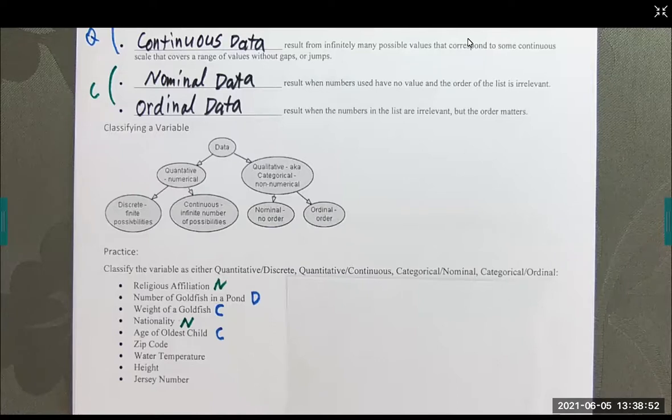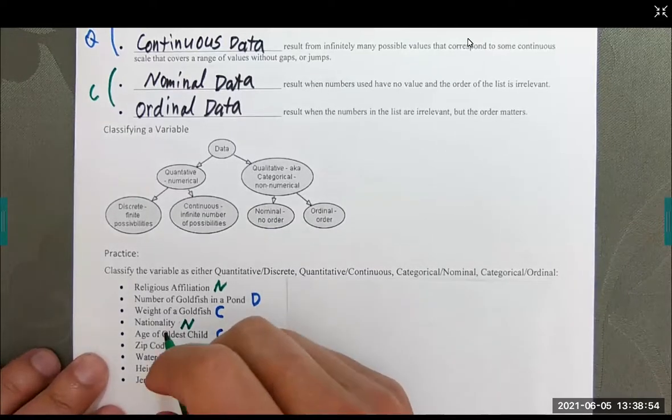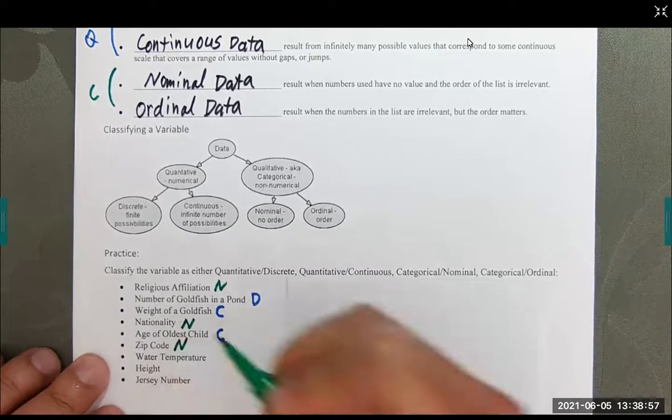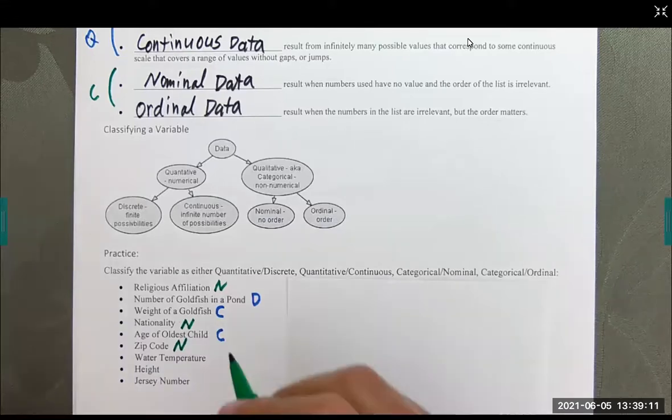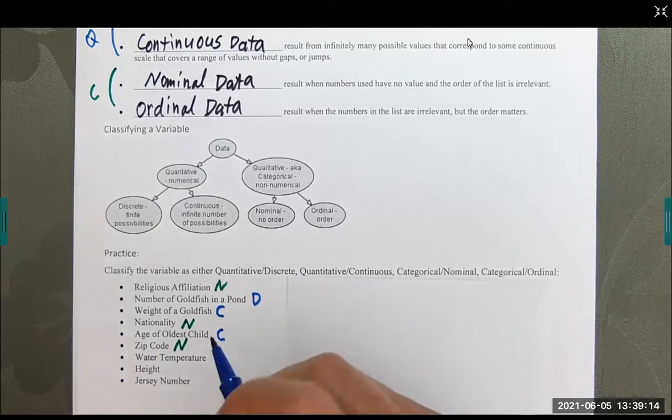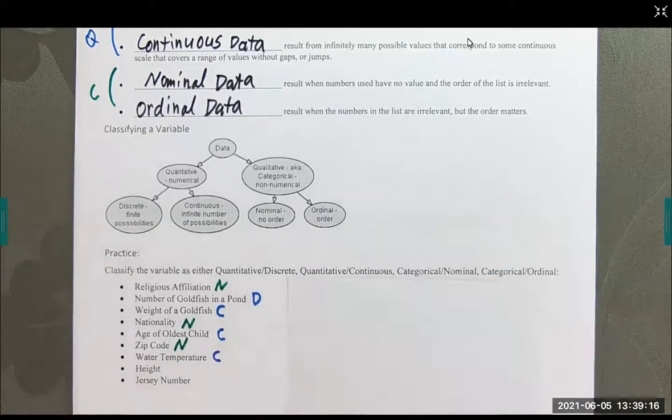Now, zip code is an interesting one because that involves numbers, but the numbers don't have significance. So this is actually a nominal category. One zip code isn't somehow better because it has a higher number or something like that. So even though numbers are involved, this is still nominal. The order is irrelevant. Water temperature, that is continuous, has to do with numbers. And again, between 1 degree and 2 degrees, there's actually an infinite number of degrees in between, 1.1, 1.111, 1.11112, and so on. Height, this is nominal.